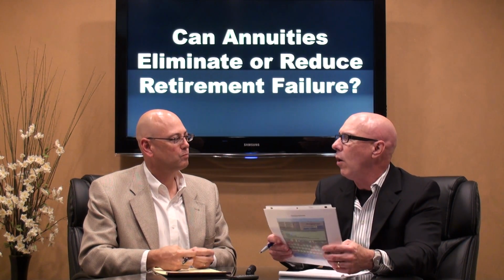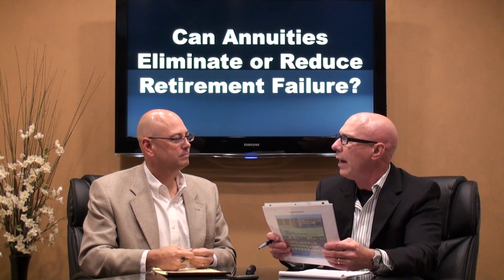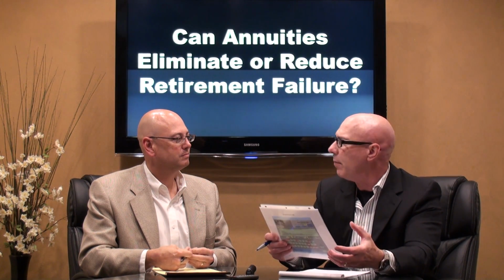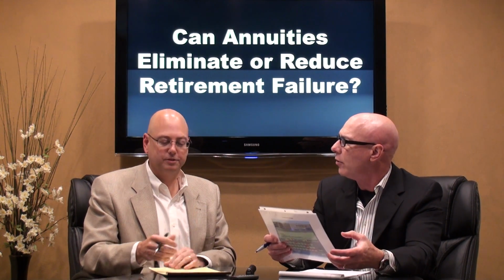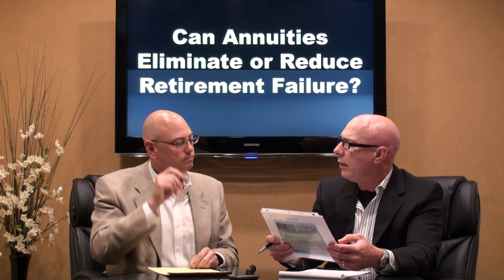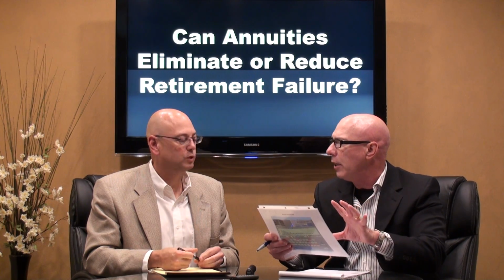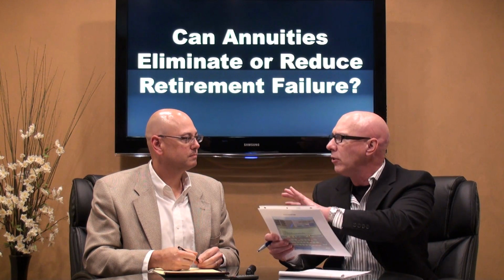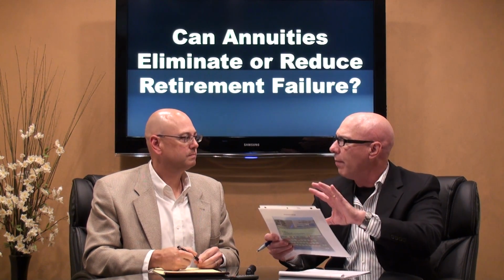Even though during those years you really had a rate of return of around 7%, because you lost so much in the early years, that's what's so hard for folks to understand. And this is where the annuity comes in, and it basically insulates folks from that type of risk.